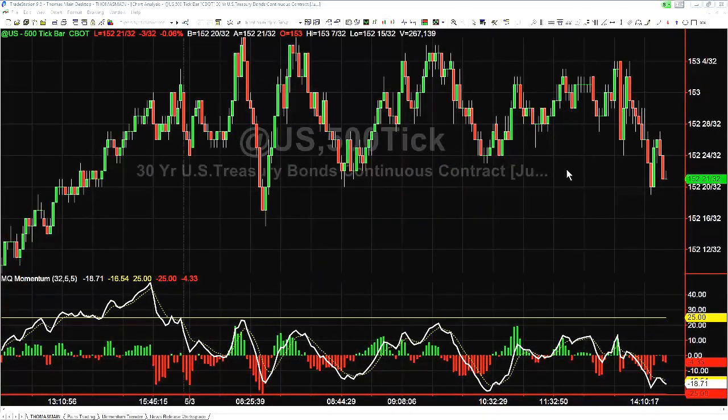It is Wednesday, May 3rd, and we're going to talk about bonds going into the FOMC rate decision, which we just had about 25 minutes ago. Now, bonds are breaking out of this range and starting to move lower now. But what I want to talk about is the price action leading up to the Fed rate decision.